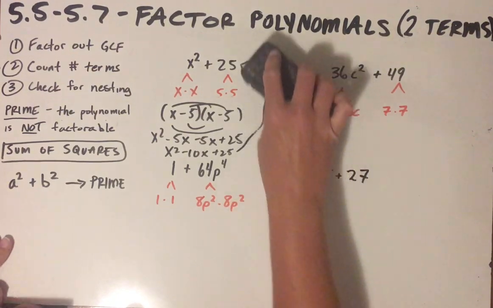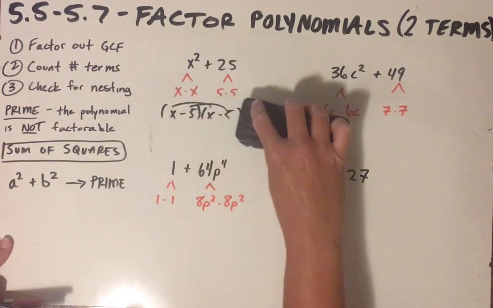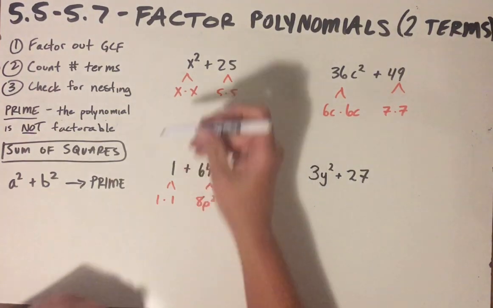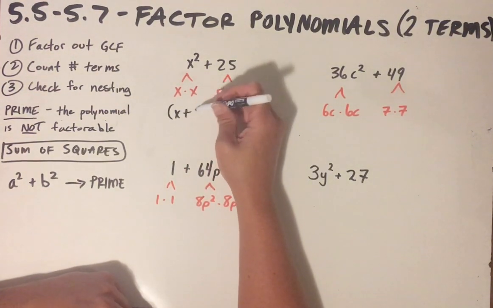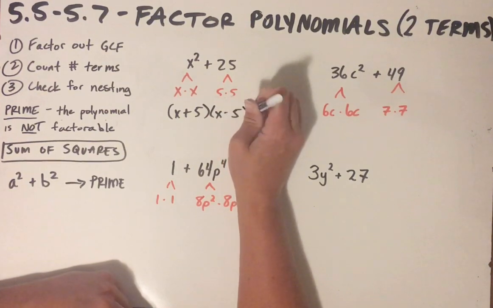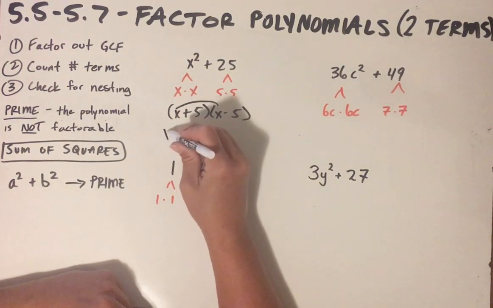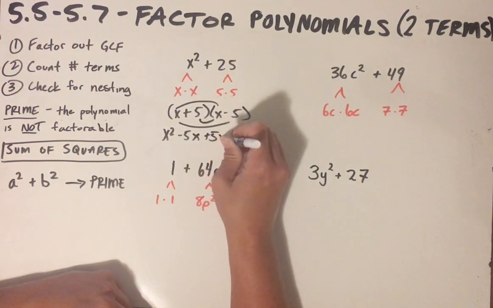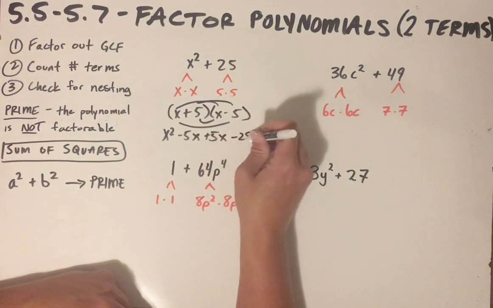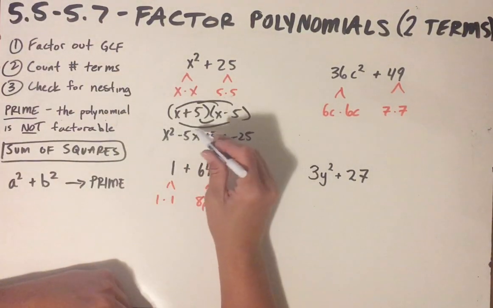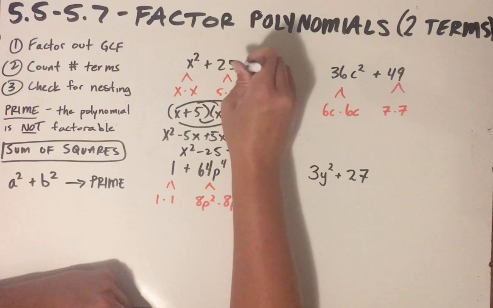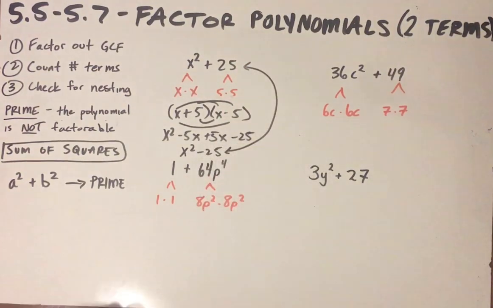Well, maybe they should have been opposite signs. My only other possible sign combination is two positives, two negatives, or a negative and a positive. So what if this was x plus 5 and x minus 5? I'm going to FOIL this back out just to check it: x squared minus 5x plus 5x minus 25. These sum to 0, so I get x squared minus 25. Oh my gosh, this is so close, but it's a minus right here, so those do not match.